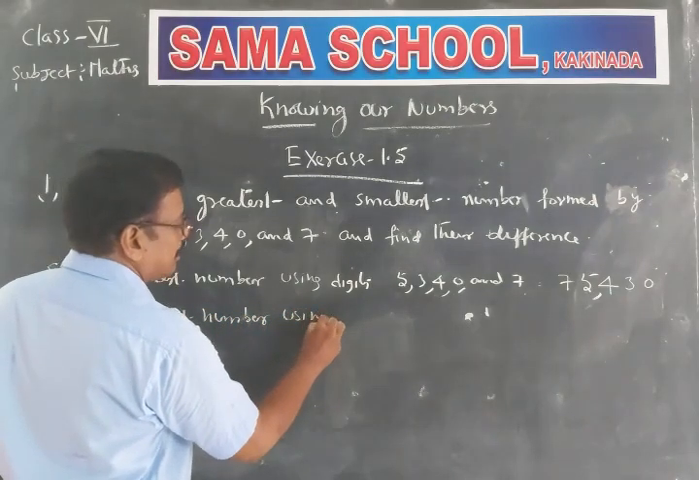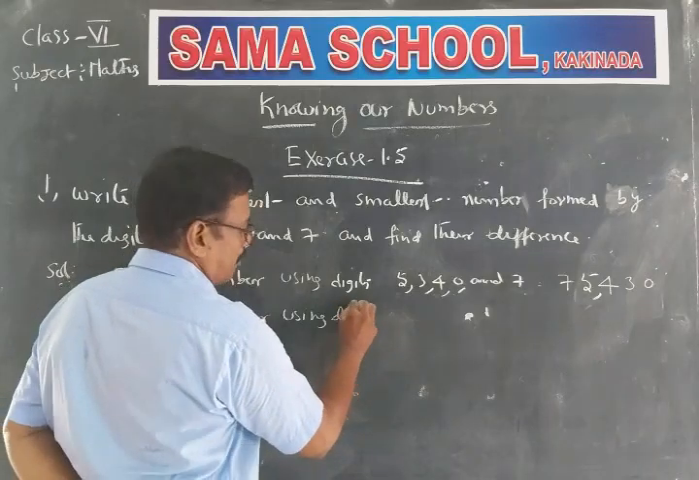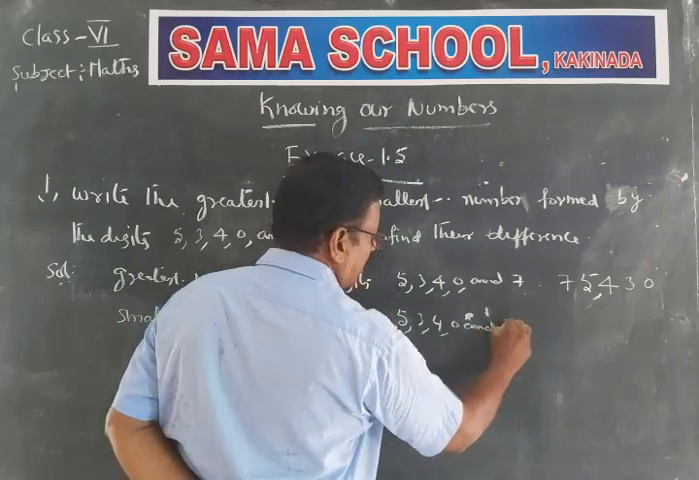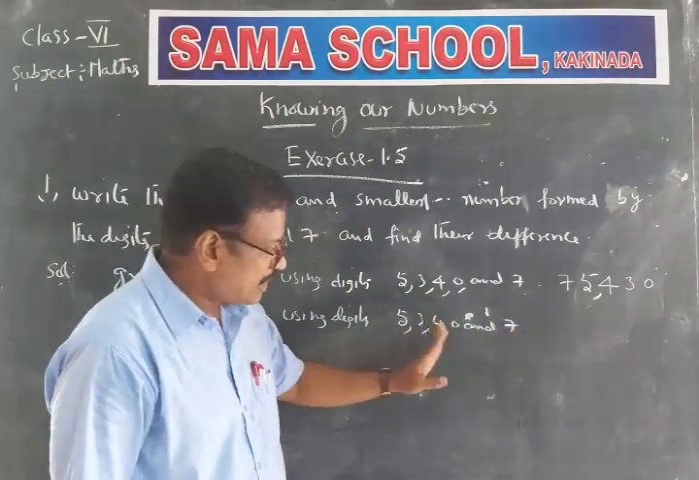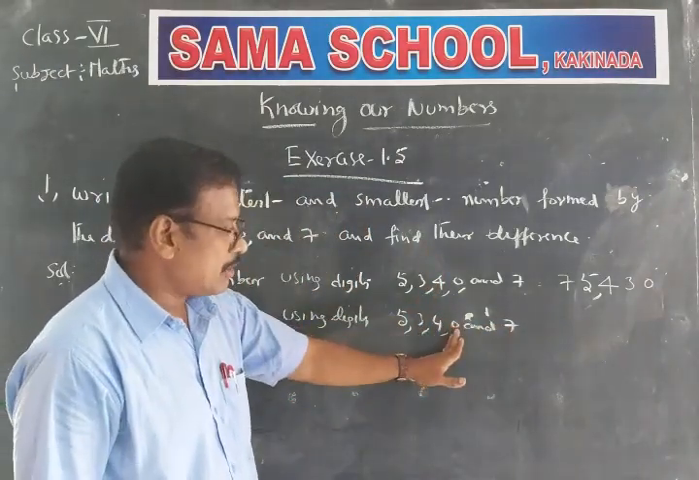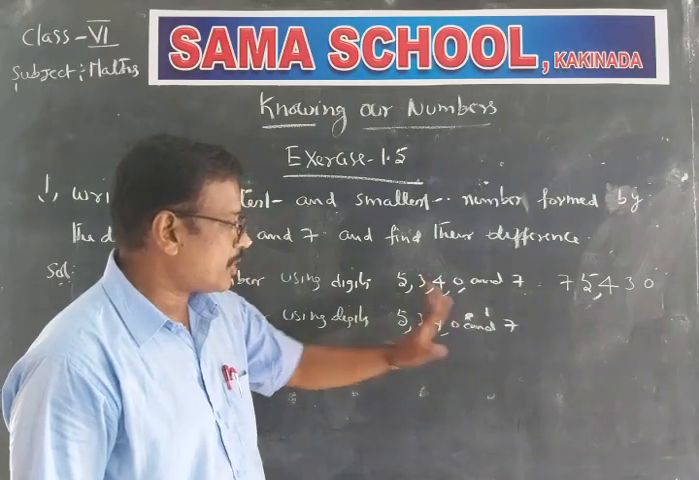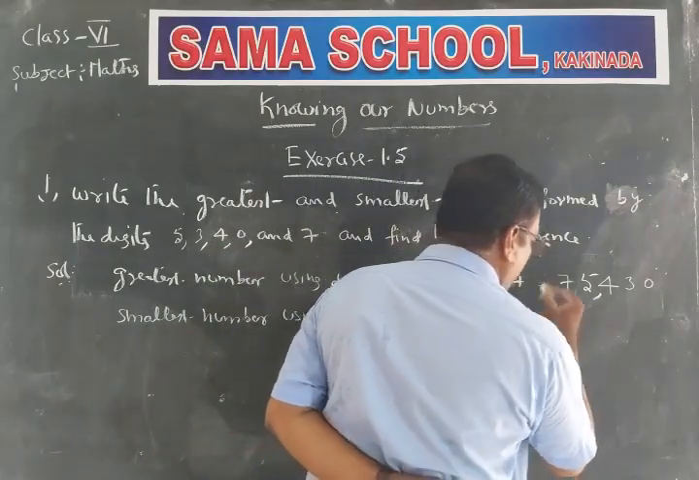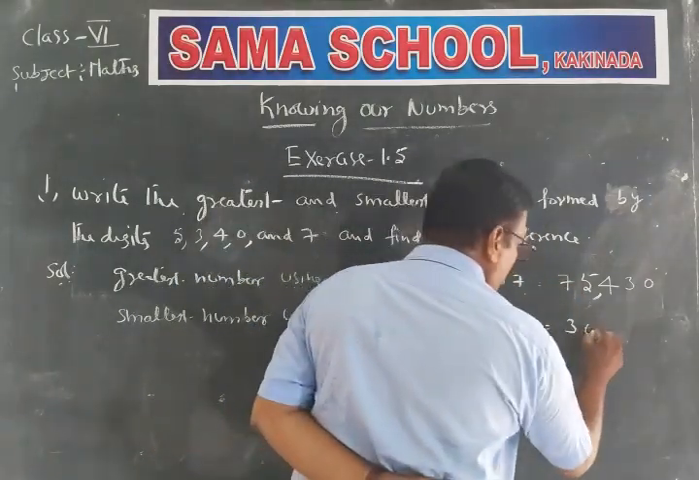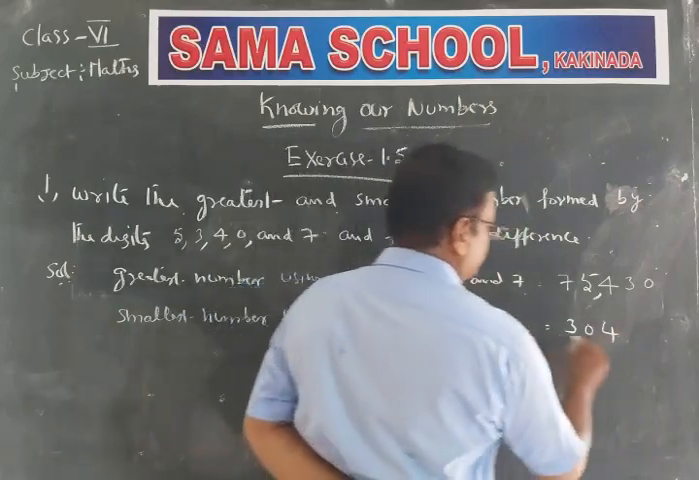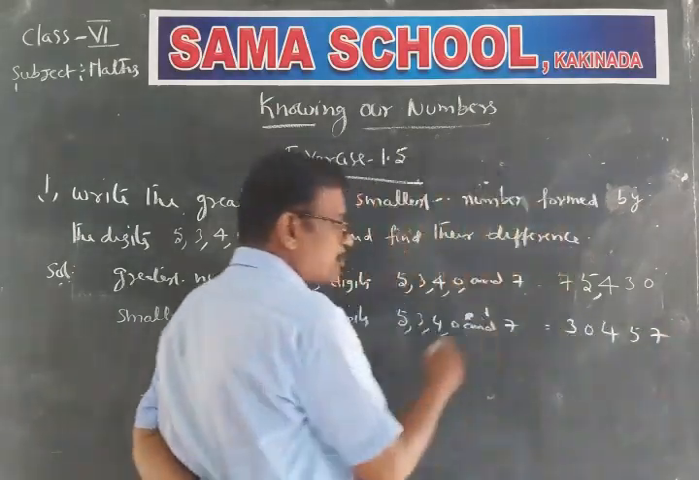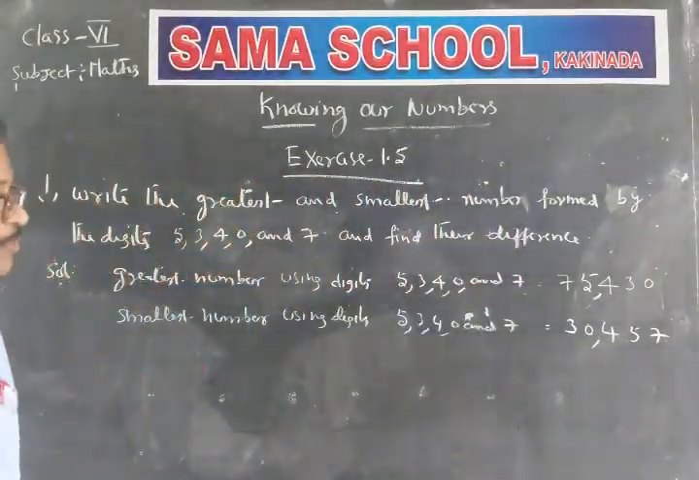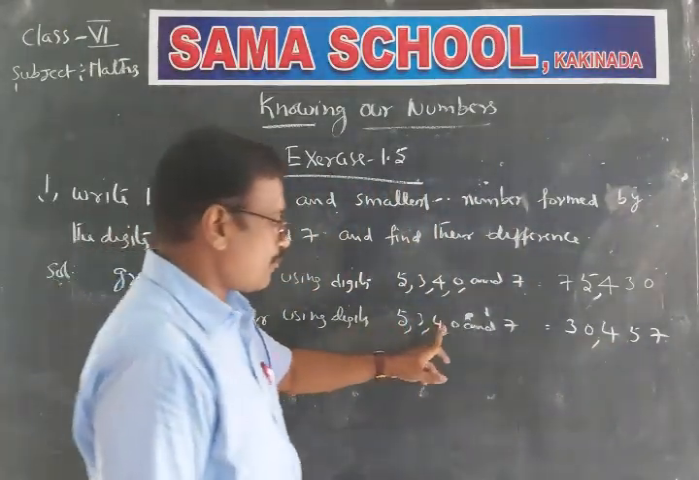Now the smallest number using the digits 5, 3, 4, 0 and 7. What is the smallest digit? 0 is the smallest. But if you write 0 first, the value is not possible. That's why you write the next smallest digit first. You write 3, then 0, 4, 5, 7. That is 30,457. This is the smallest number using the digits 5, 3, 4, 0 and 7.